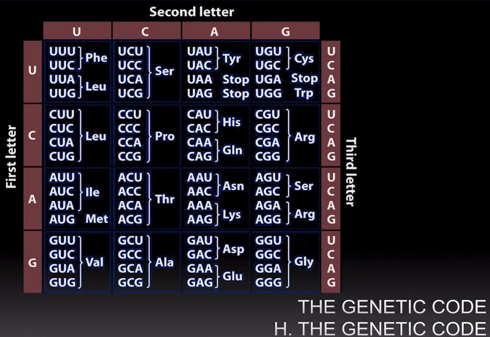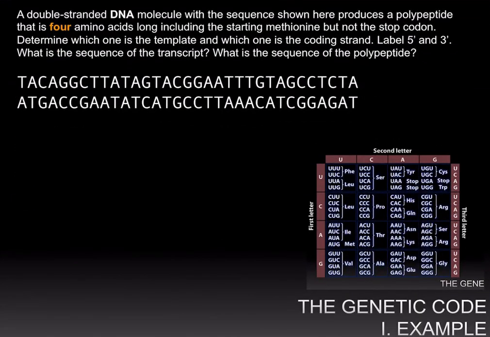Let's do an example. A double-stranded DNA molecule with the sequence shown here produces a polypeptide that is 4 amino acids long, including the starting methionine but not the stop codon. Determine which one is the template and which one is the coding strand. Label 5' and 3'. What is the sequence of the transcript? What is the sequence of the polypeptide?